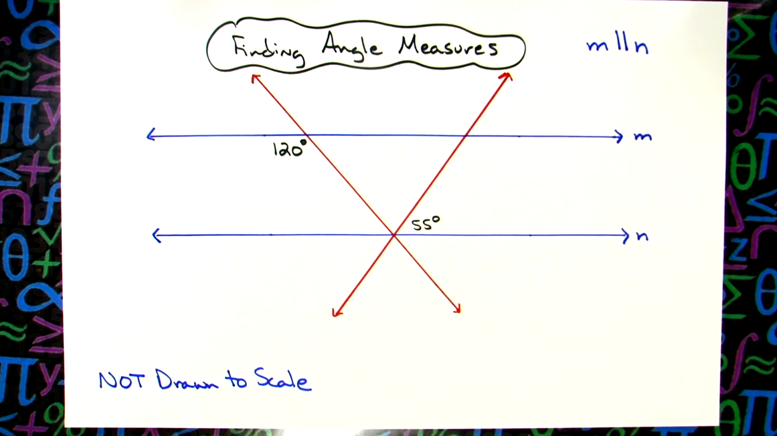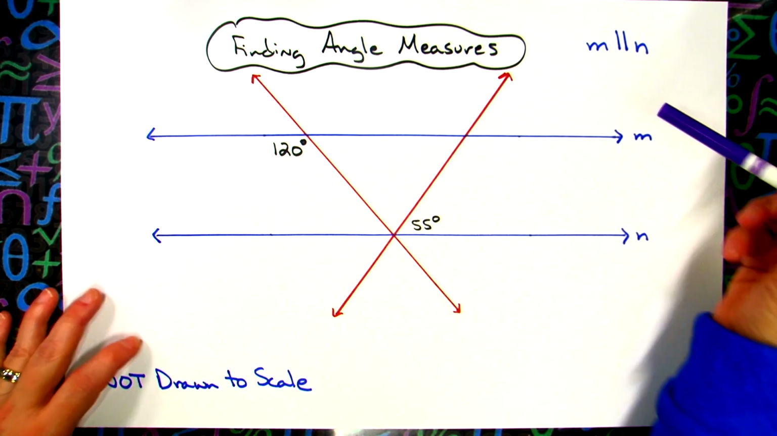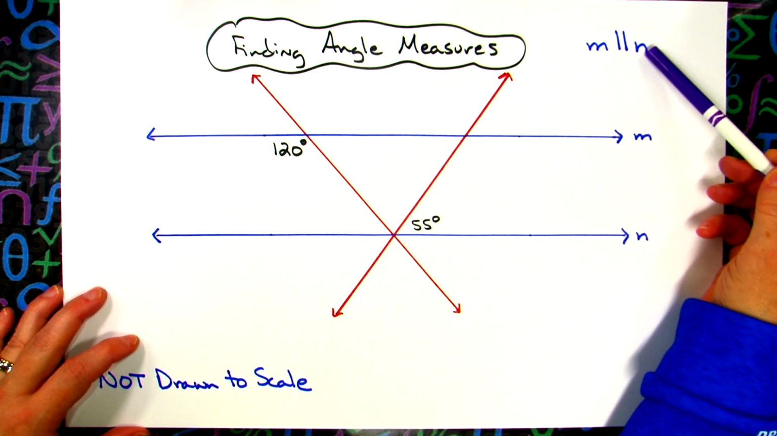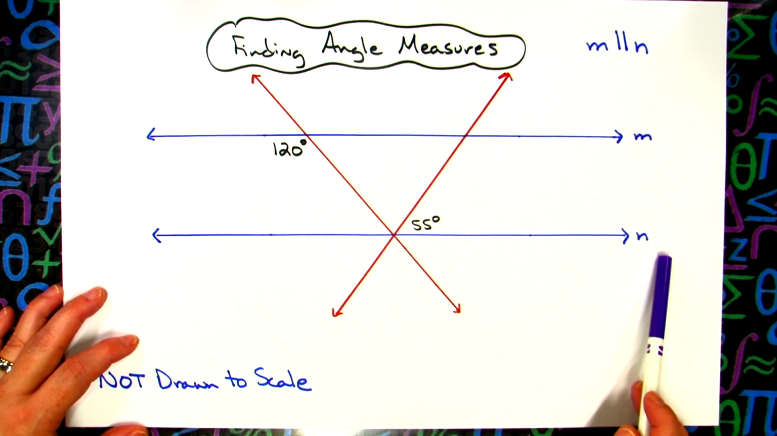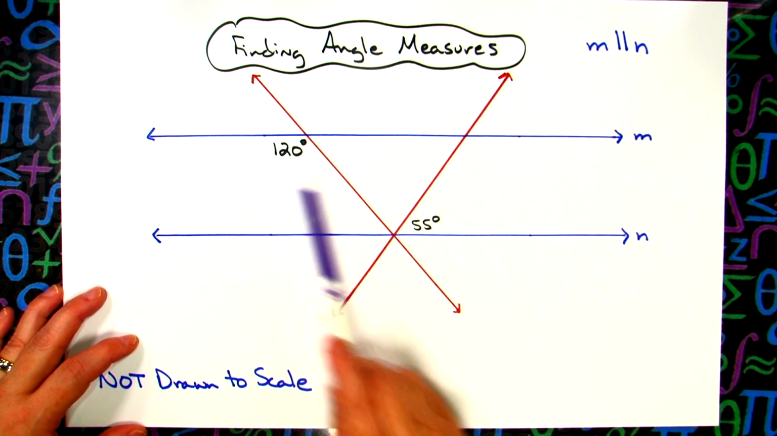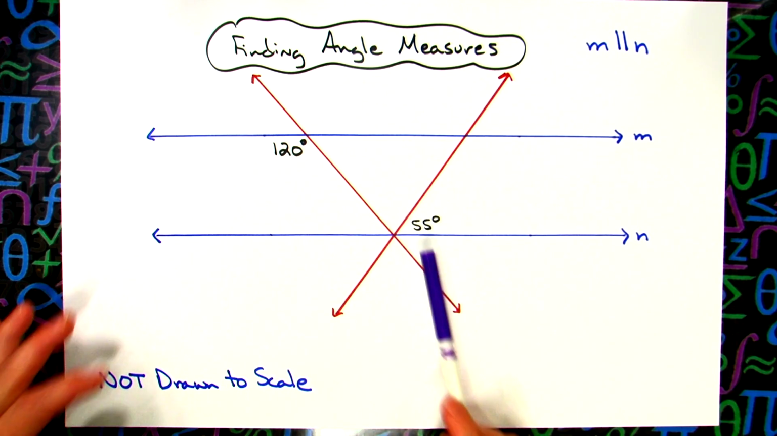In this video, we're going to take a look at one example of just finding angle measures based on a picture and a few given facts here. In this scenario, we've got line M being parallel to line N. So these two lines are parallel. They've given us this angle at 120 and they've given us this angle at 55.